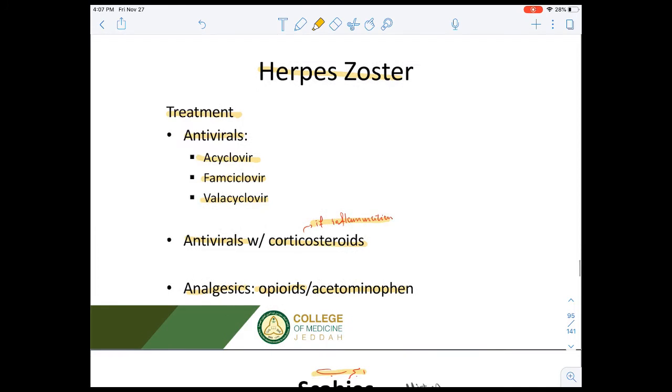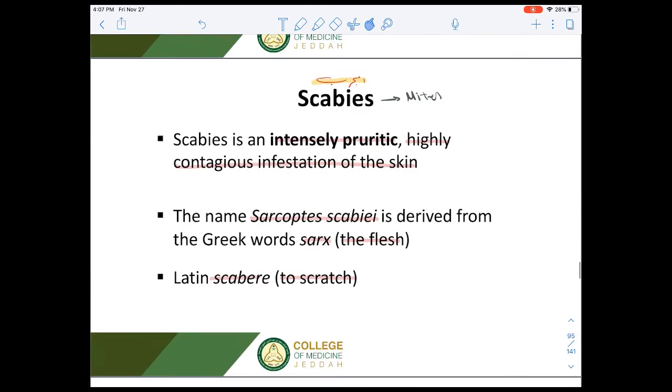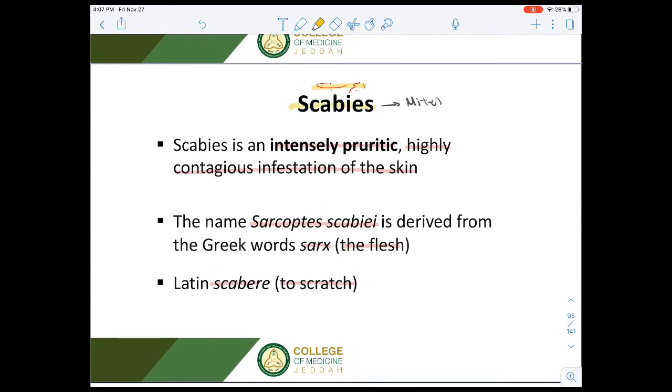Okay, so moving on. Scabies, what is scabies? Scabies is basically known as al-jalb, and it's caused by mites. It's intensely pruritic. I think all of you might be familiar with this disease, since we often hear about it.